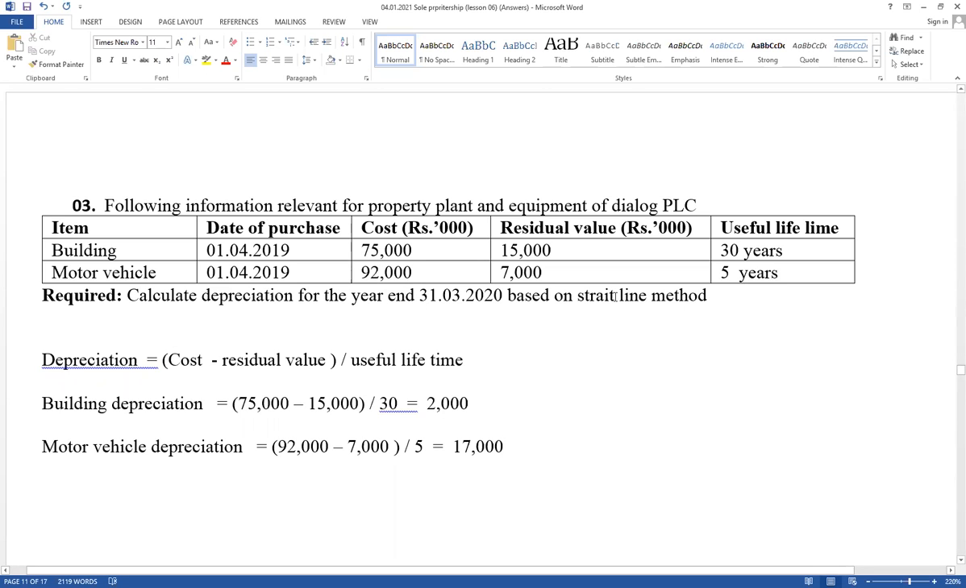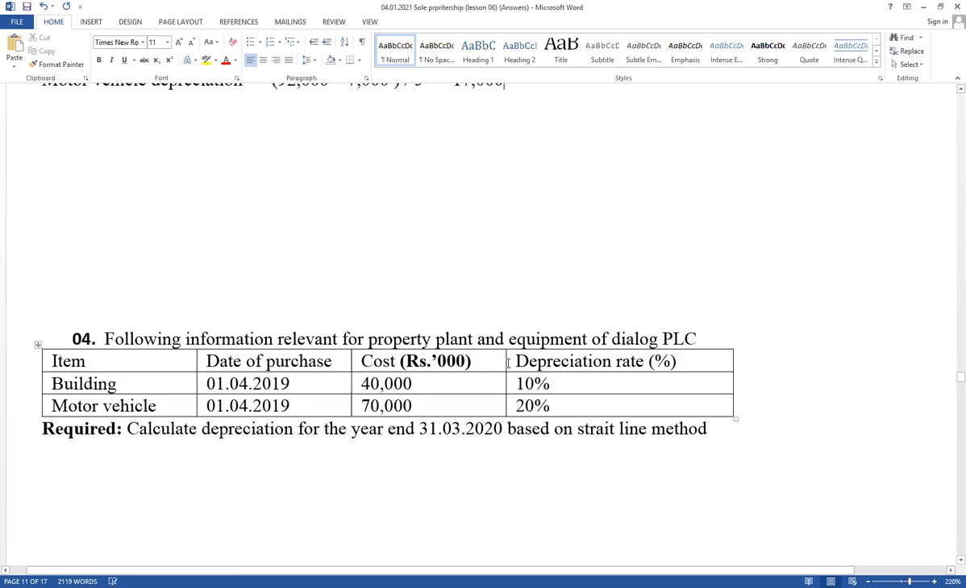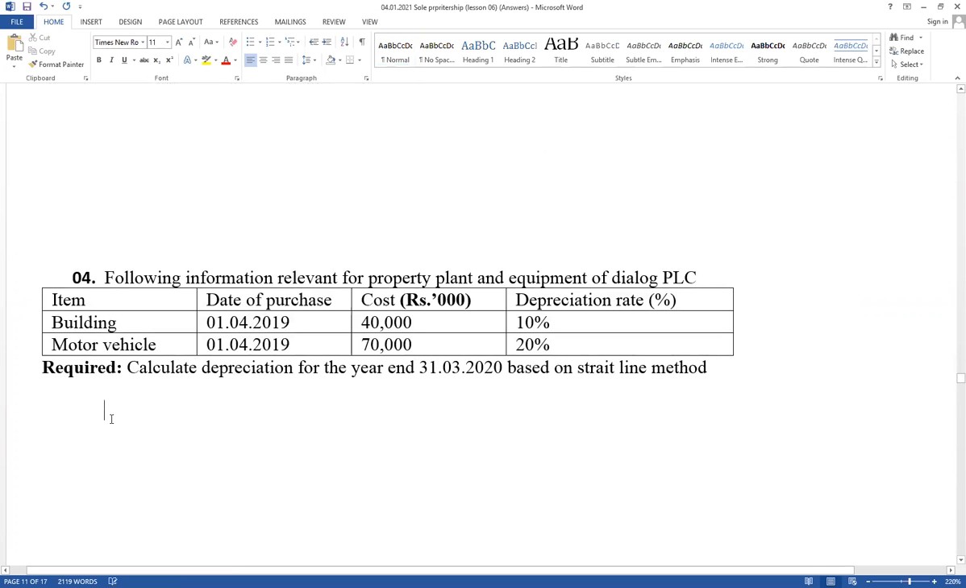Think how to calculate depreciation by the straight line method. Sometimes it has given cost value, residual value, and useful lifetime. Sometimes it has given a depreciation rate. If it has given the depreciation rate, or lifetime and residual value, you have to know how to calculate annual depreciation expense. Therefore, depreciation expense account debit, accumulated depreciation account credit. Right, fourth one, try to answer. It has given a percentage, try it.